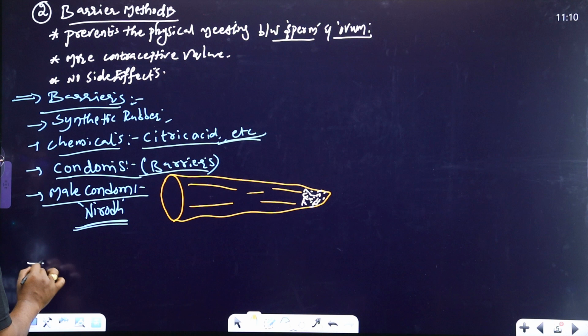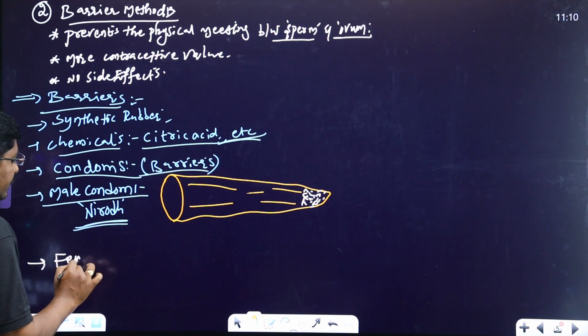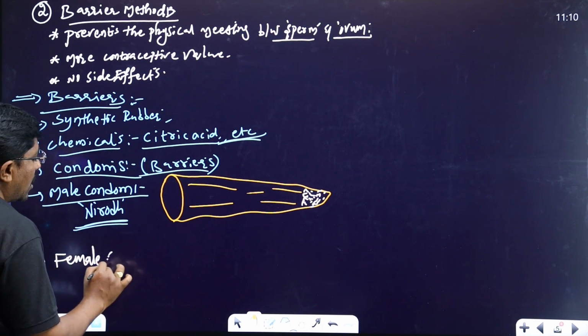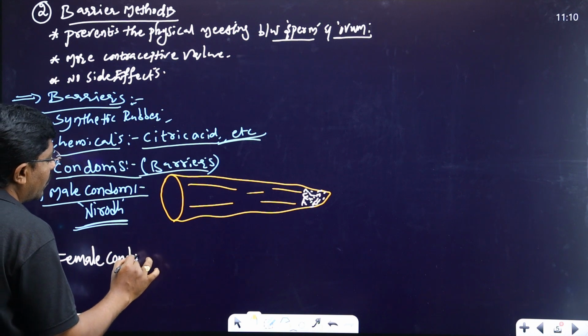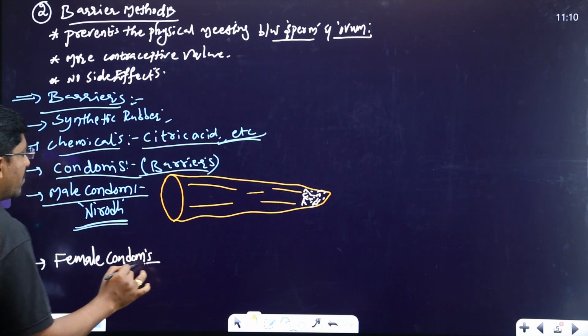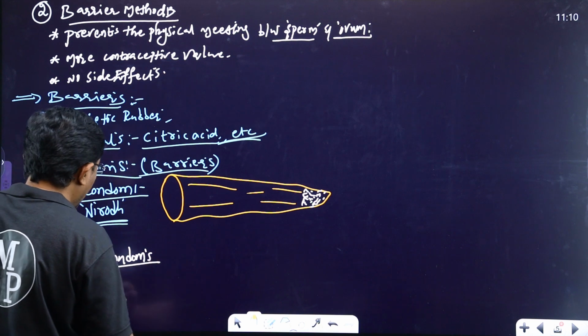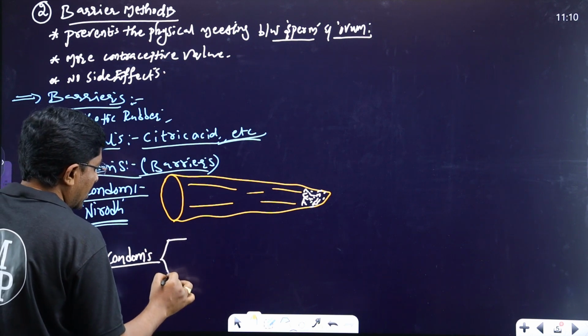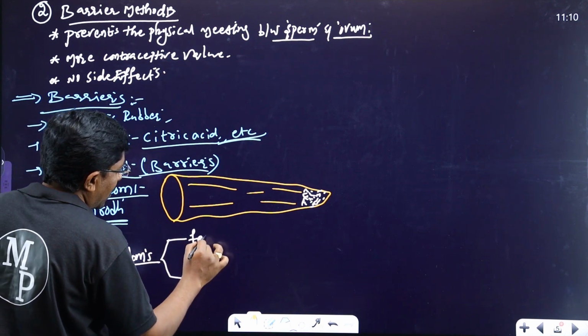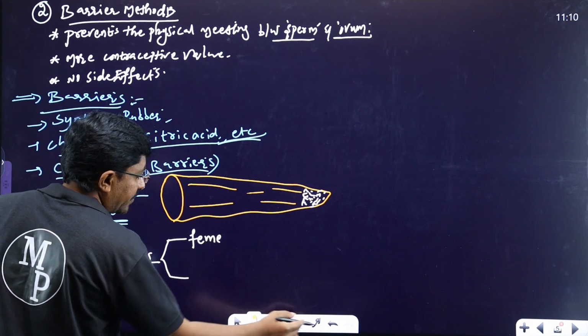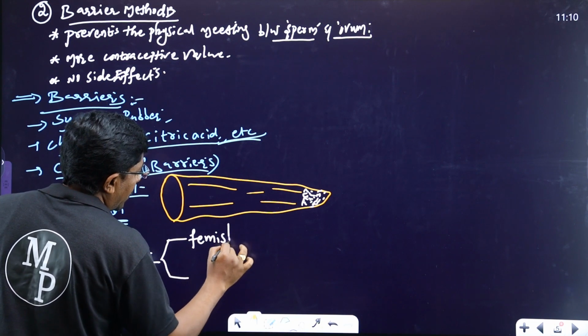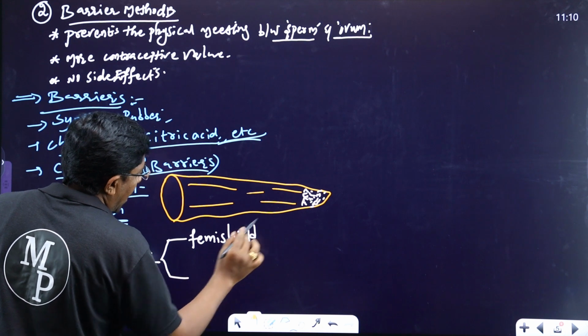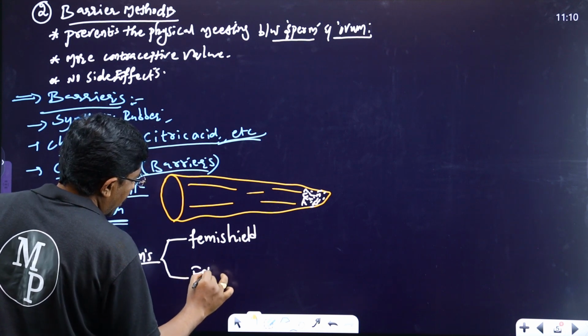And what are the names of the female condoms? Female barriers here. Mainly two types of condoms are there. One is the Femi-Shield, and the second one is the Femidom.